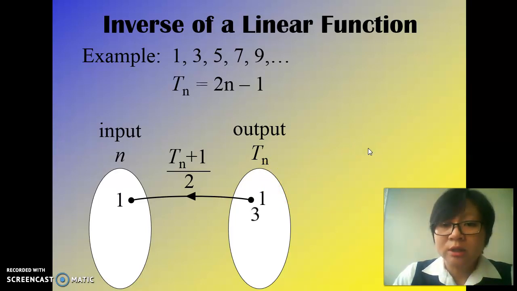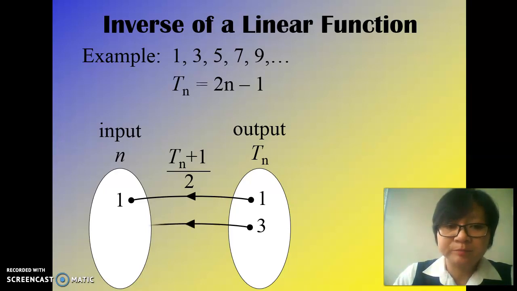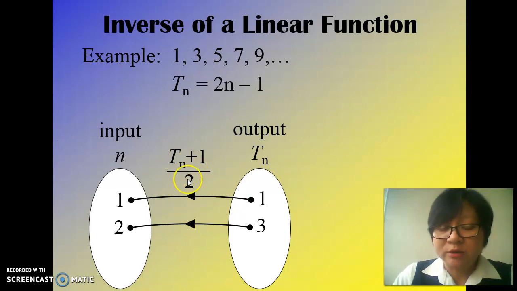So it's the second term. The second term is 3, and then use the formula to find the position number. So 3 plus 1 is 4 divided by 2 equals 2. And then the third term is 5. So use it to find the position number. Okay.